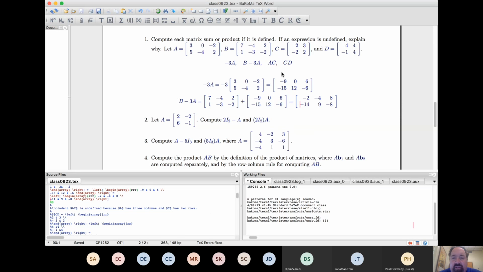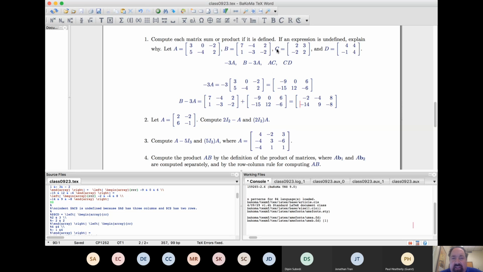Now, the next operation that's called for is A times C. Now, when you're multiplying A times C, the matrix multiplication operation is not always defined for any two matrices that you have. What's required is that the number of columns in the first matrix, so A, must be equal to the number of rows in the second matrix, in this case C. So here A has 3 columns, but C has 2 rows. So this operation actually does not make sense.